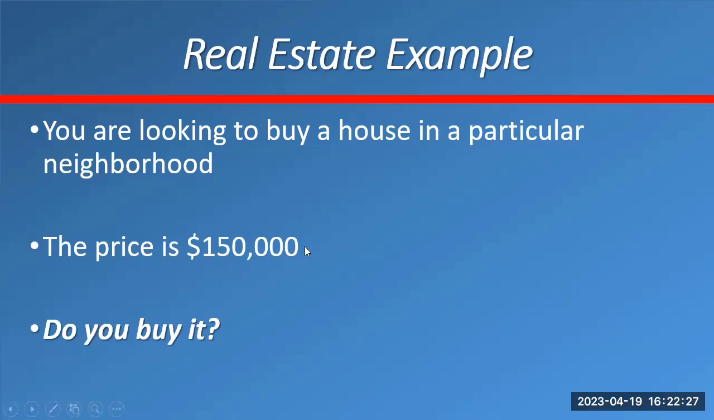All right. So let's do a real estate example. You're looking for a house, and the only information you have is that it's a $150,000 house. Are you going to buy that house? No. Have we covered this before? No. You're looking at me like, I already know this. All right. So why wouldn't you buy this house? That sounds like a pretty cheap house, doesn't it? Yeah, so we need a little more information.